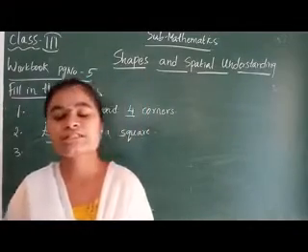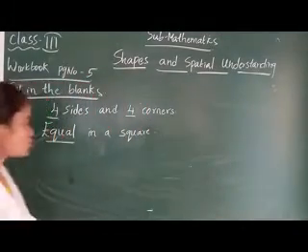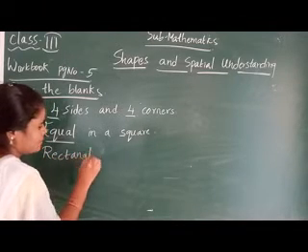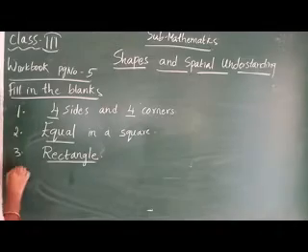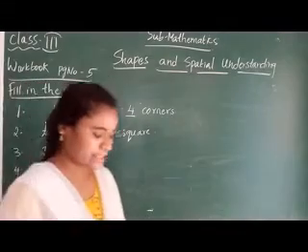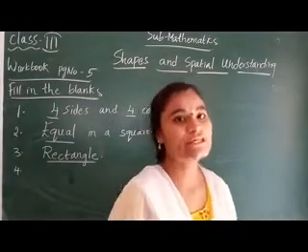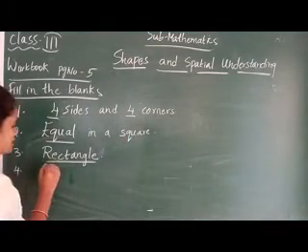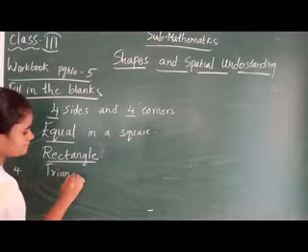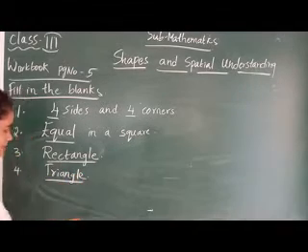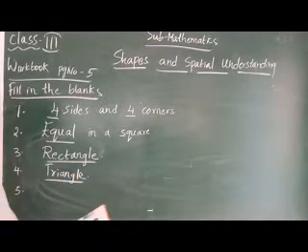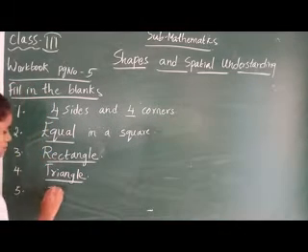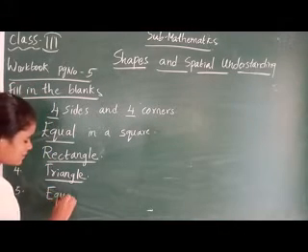Next, opposite sides are equal in a rectangle. Next, fourth one. A figure with 3 sides and 3 corners is a triangle. Next, the diagonals of a square are equal. Both diagonals are equal in a square.